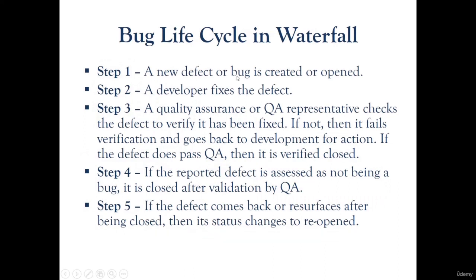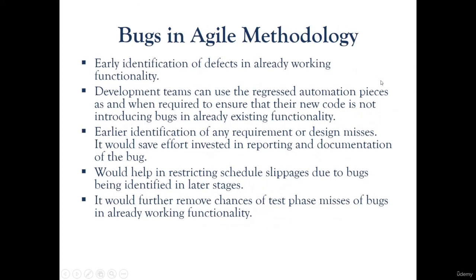Bug lifecycle: a new defect is created, open, developer fixes, then you as a tester representative check if everything is working fine. If not fine, then you need to follow step 3 and mark as closed if everything is working fine. And step 4 is all about when you report the defect and it is assessed as not being a bug. So it is closed after validating. So this is step 4, and the last step is all about if the defect comes back. So you as a tester, after it being closed, then change the status to reopen. So this is the same process we use in waterfall.